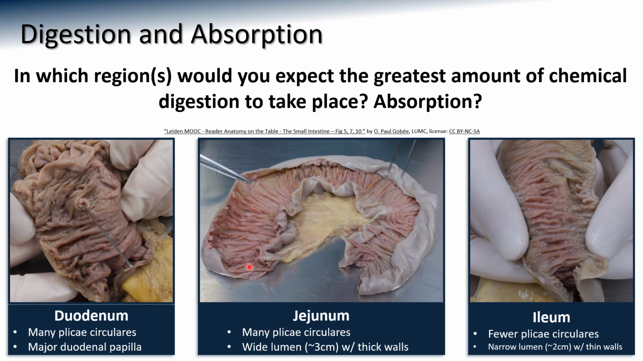In the jejunum, we have, again, many plica circularis covering the walls here. The walls are pretty thick, and the lumen here is quite wide. Over in the ileum, we find fewer and shallower plica circularis, covering thinner walls, and they are surrounding a much more narrow lumen. So how might those characteristics of each be related to what they do for digestion? Where would you expect to find the most chemical digestion taking place? What about absorption? Take a few seconds here and think about it.